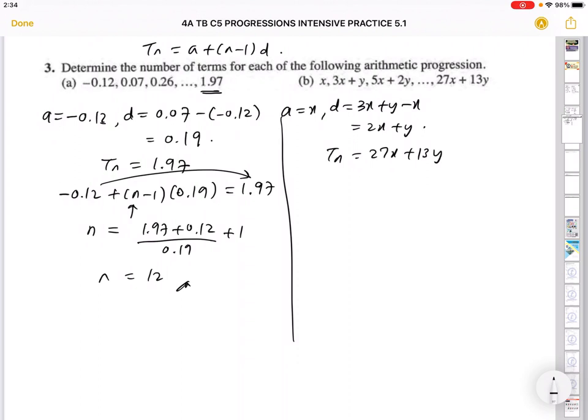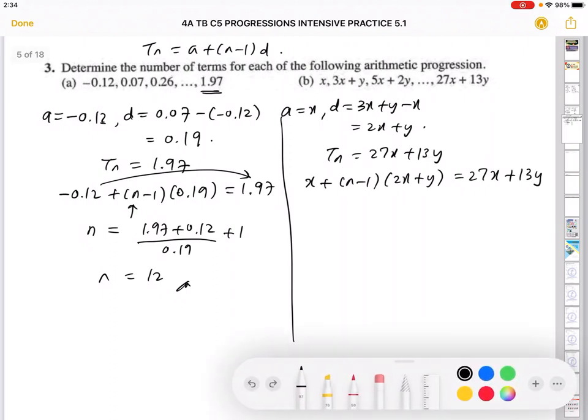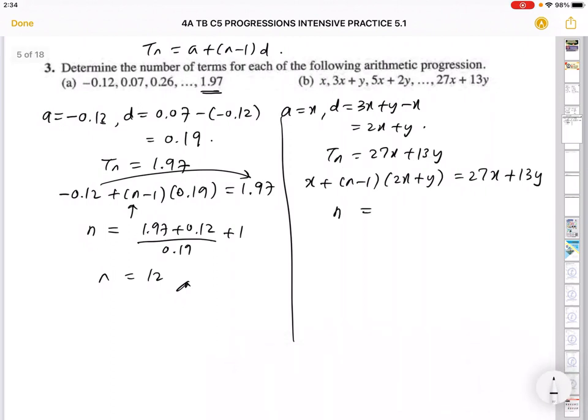So we know the first term is x, n minus 1 is an unknown, d is 2x plus y, and the result is 27x plus 13y. So what we need to do is, again, bring the x over. Right, so I'm just going to write this straight away. 27 minus 1 is 26, and then you have 2x plus y. I say this again: I first bring this over, I subtract, then I divide by 2x plus y, and finally plus 1.